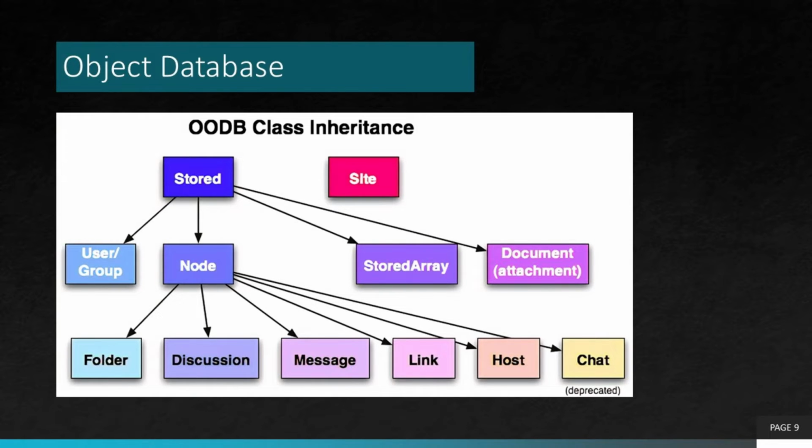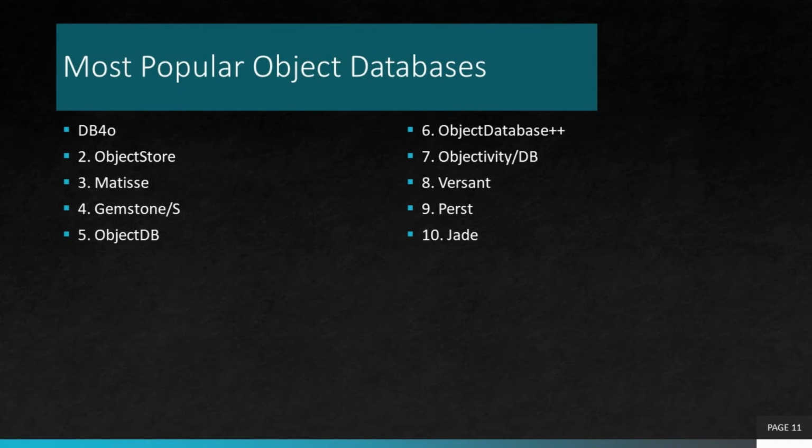I hope this doesn't sound too technical, right? Don't worry about it too much now. Maybe in your lifetime you will not be using an object-oriented database, right? I've never come across any, but it's good that you are still aware of it. So just to name a few popular object-oriented databases, you have DB4O, Object Store, Matisse, and ObjectDB.